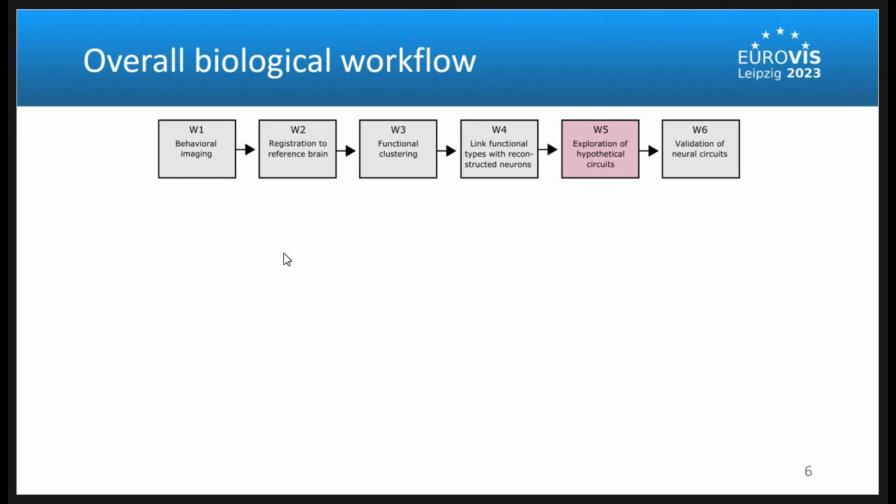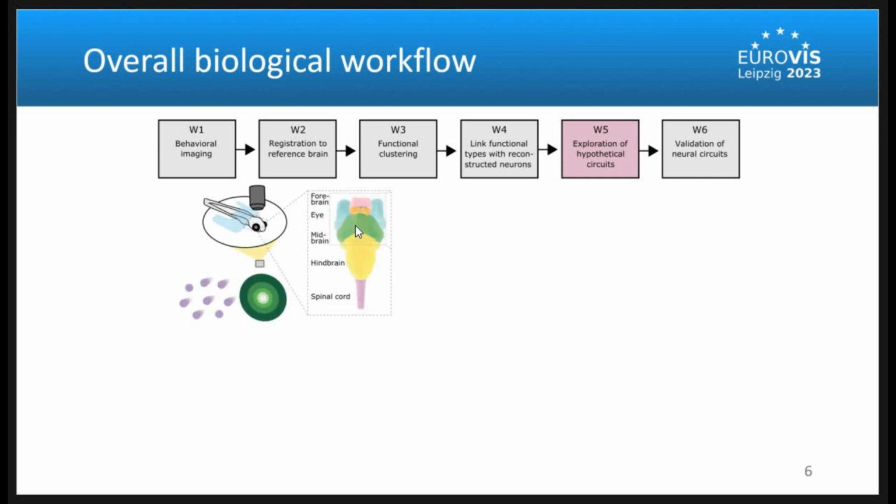Next, let's discuss the biological workflow. Overall, there are 6 main steps for discovering a neural circuit, but our focus is on step 5, that is, the exploration of the hypothetical neural circuit. Still, I would like to present the other portions of the workflow.